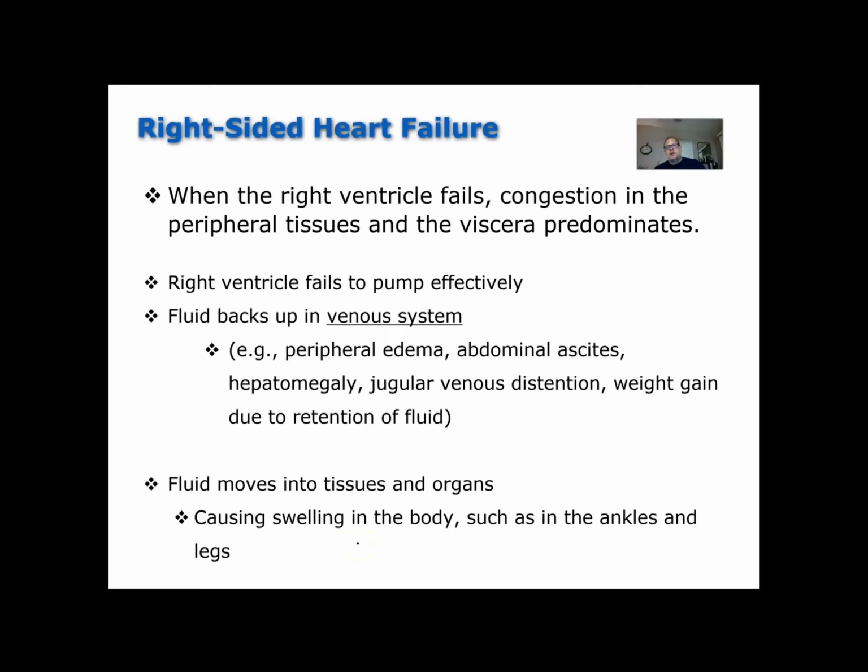Because remember, you've got your superior and inferior vena cava. They feed into the right atrium, then go into the right ventricle, right? So if your right ventricle is not pumping, then it's going to back up the right atrium, then it's going to back up into your superior and inferior vena cava, and then it's going to back up the rest of the way through the body. That's why I say right side is the rest of the body. Left is your lungs, the right is the rest of the body.